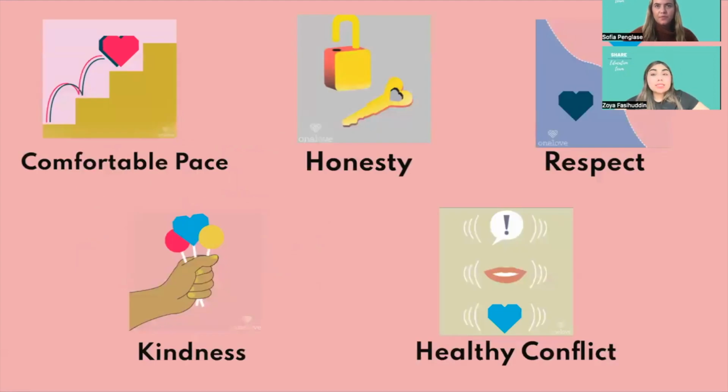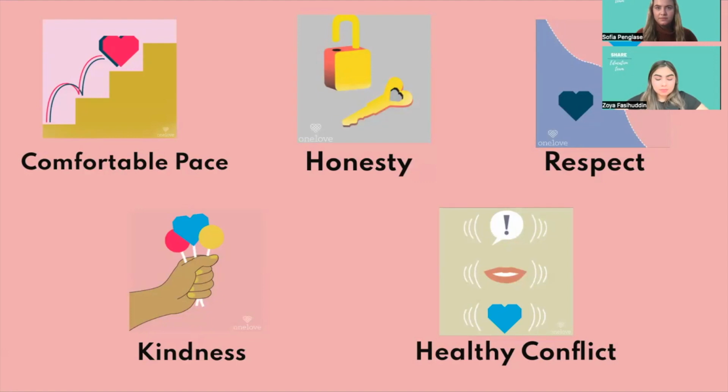Let's start with the 10 signs of a healthy relationship. Comfortable pace. So, what this essentially means is that healthy relationships cannot be rushed. Comfortable pace happens when the relationship moves at a speed that feels enjoyable for each person. This could look like asking for, as well as practicing consent as a relationship becomes physical, or respecting your partner's process of coming out at their own time and place.